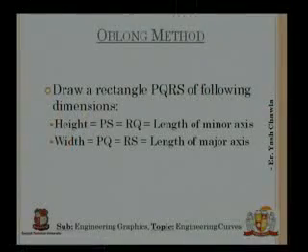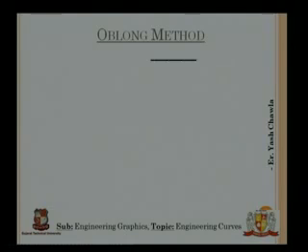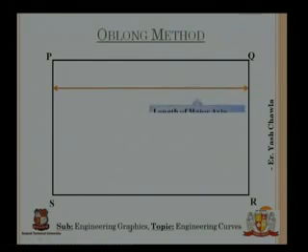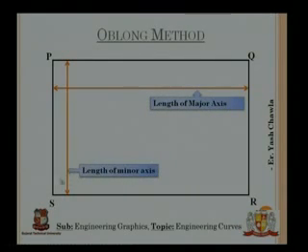So first of all I am going to draw a rectangle. So let's start. Now I am going to draw a rectangle PQRS with the following dimensions. My height will be PS or RQ, that will be the length of the minor axis, and my width will be PQ and RS, that is the length of my major axis. Let's start. So I have this rectangle P, Q, R and S, where PQ and RS is the length of the major axis and PS and RQ or QR is the length of the minor axis.